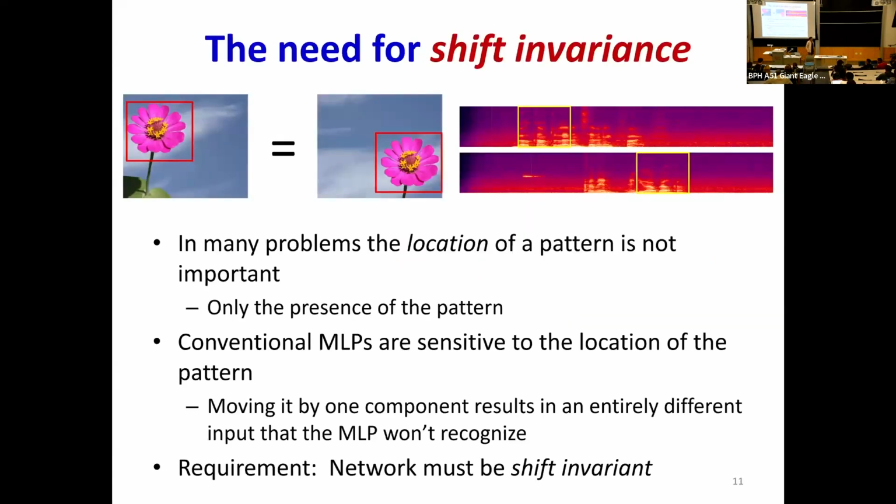So this gives us a need for shift invariance, meaning in many problems the location of the pattern is not important, only the presence of the pattern is. And conventional MLPs are sensitive to the location of the pattern. They are basically completely different subspaces, right? And so if I just move my pattern by one position, you live in a completely different subspace. Instead of having a feature along component X, now we have a feature along component Y, and so they will not fire. But we want a network to be shift invariant. It should not care where the object is in the image, right?